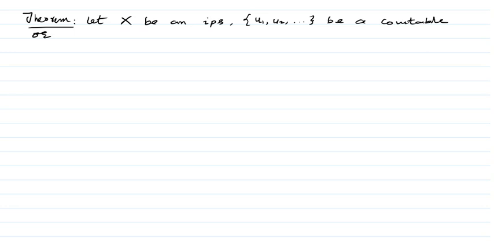Let X be an inner product space, IPS. Let U1, U2, and so on be a countable orthonormal set in X. And K1, K2, and so on are scalars, they belong to K.